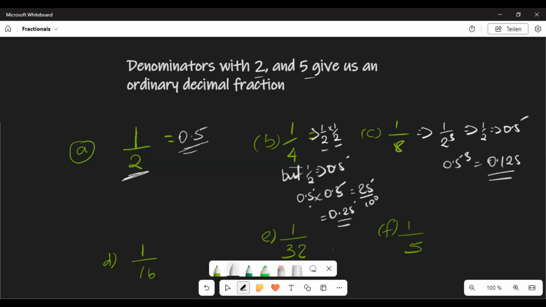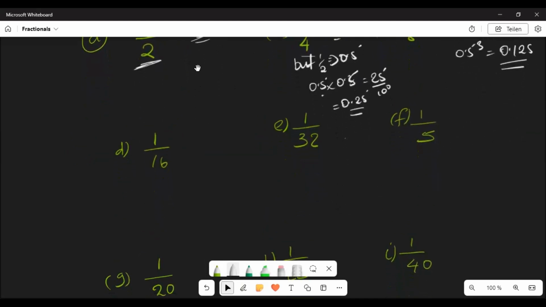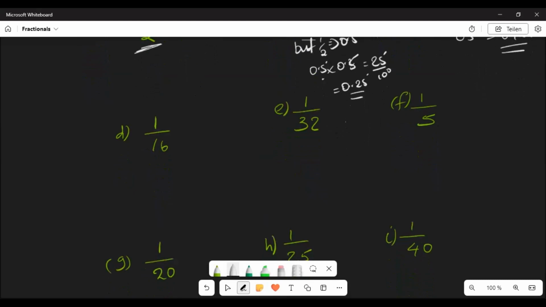That's what I wanted to show you in this video, an easy way to find the value. Let's see what comes to 1/16. We know 1/16 is equivalent to 1/2 to the power 4. And we know that a half is equal to 0.5.